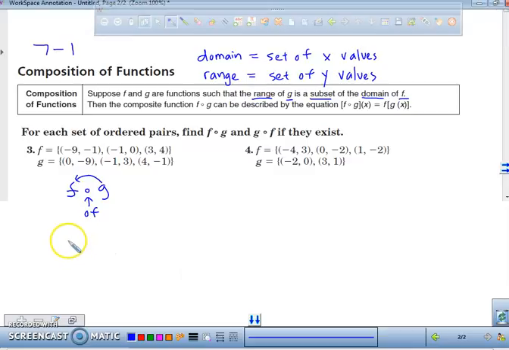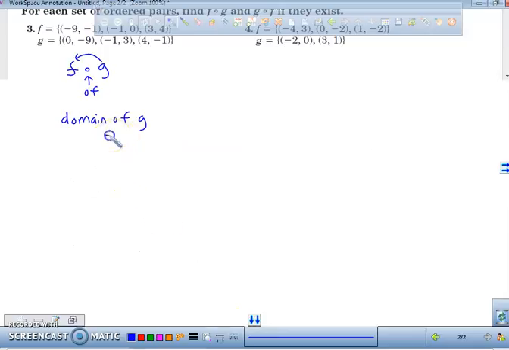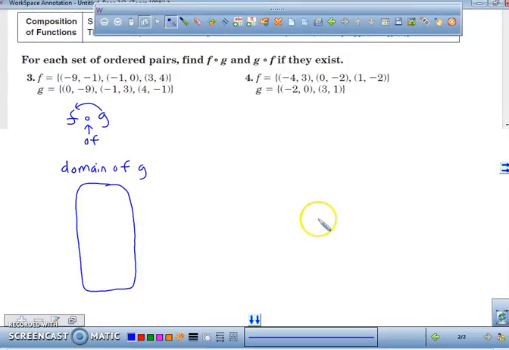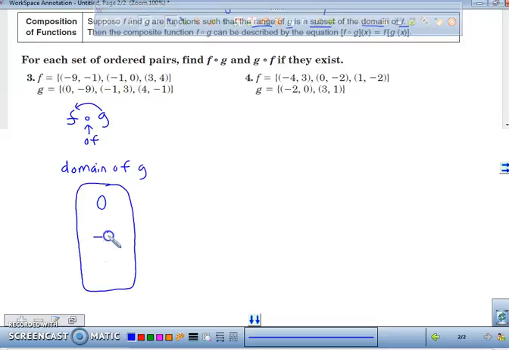So what I want you to do first is write domain of G. That's what we're going to start with. We're going to make a little map right here. In this map, I'm going to write the domain of G, which is the x values of G. So I have a 0, a -1, and a 4. So I'm going to list 0, -1, and 4.